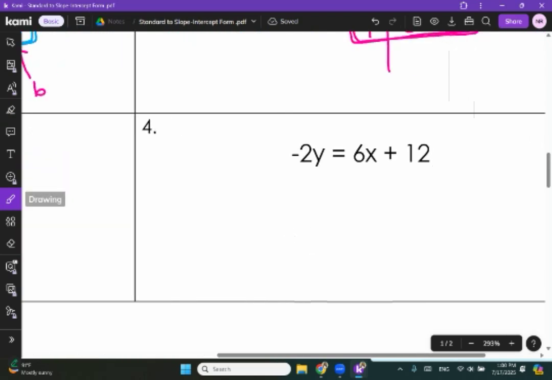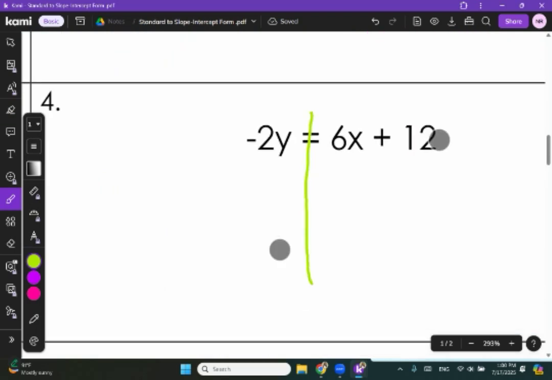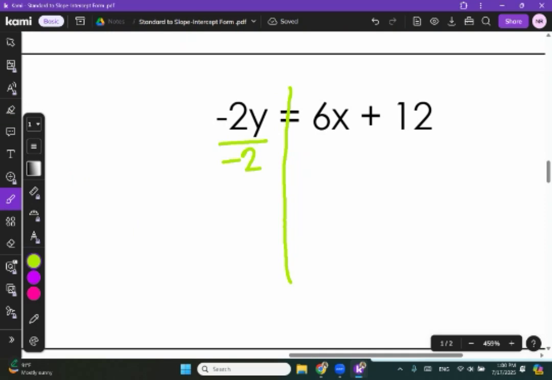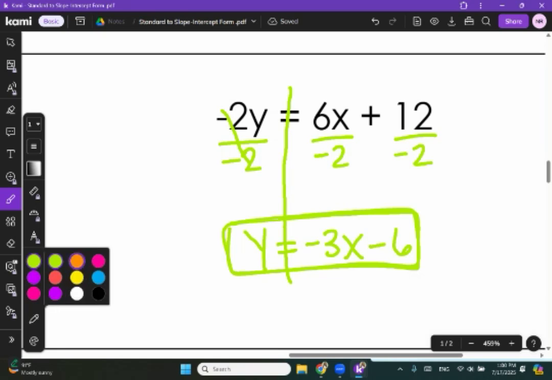Number 4. Only thing we need to do is divide by -2. So we get y equals 6 divided by -2 is -3x. 12 divided by 2, -6. Turn the page.